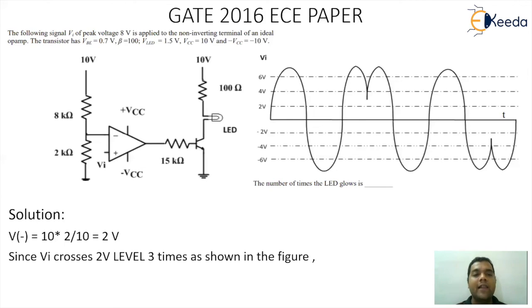So overall the LED will glow 3 times. Since the input has crossed the 2 volt level 3 times, the LED will glow 3 times. So this is the correct answer for the question. So here the number of times the LED glows is 3.